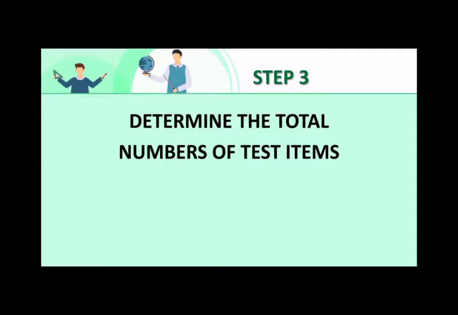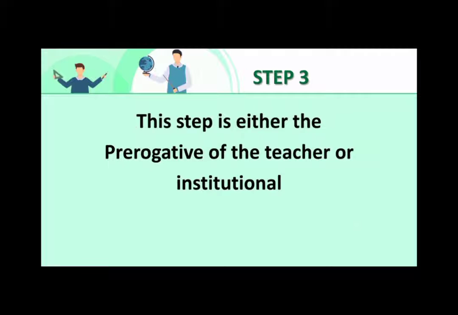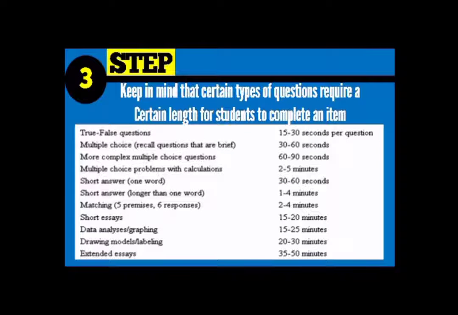Step 3. Determine the total number of test items. This step is either the prerogative of the teacher or institutional. Keep in mind that certain types of questions require a certain length of time for students to complete an item. True or false questions, 15 to 30 seconds per question. Multiple choice, recall questions that are brief, 30 to 60 seconds. More complex multiple choice questions, 60 to 90 seconds.